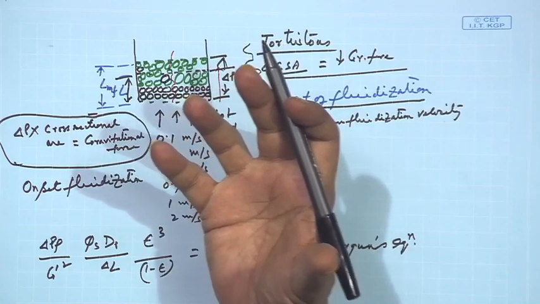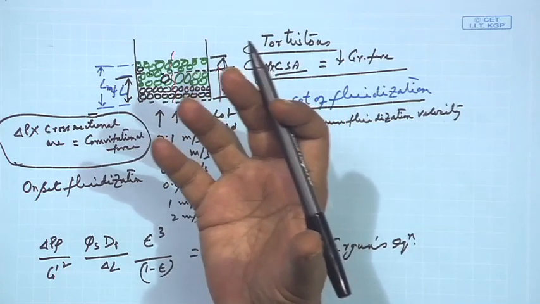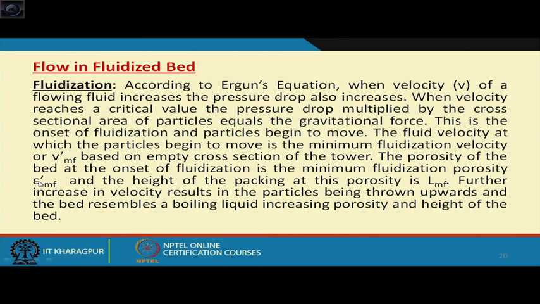And corresponding to this minimum fluidization height, your void fraction, the gap between the particles, that is the void, right. The gap between the particles which is there is called epsilon mf, or the minimum void fraction when the fluidization has started, right. So, the porosity of the bed on the onset of fluidization is the minimum fluidization porosity, or epsilon mf, right.